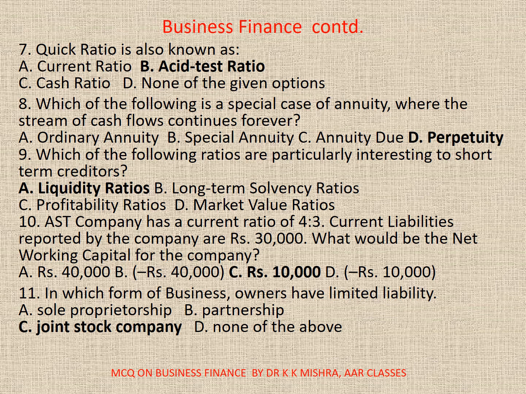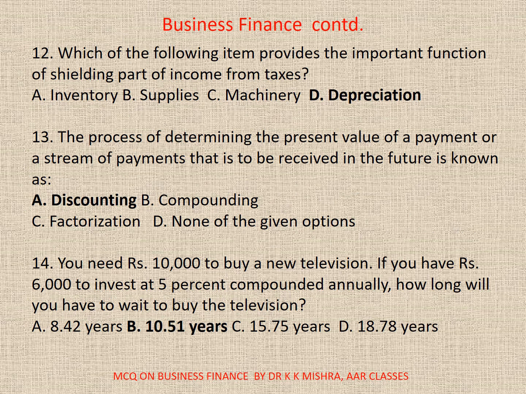Actually, shareholders of a company have the liability up to the number of shares purchased or amount invested only. Now, question number 12. Which of the following item provides important function of shielding part of income from taxes? A. Inventory, B. Supplies, C. Machinery, D. Depreciation. The correct option is D. Depreciation. Depreciation expenses are deducted from net income for tax purpose.